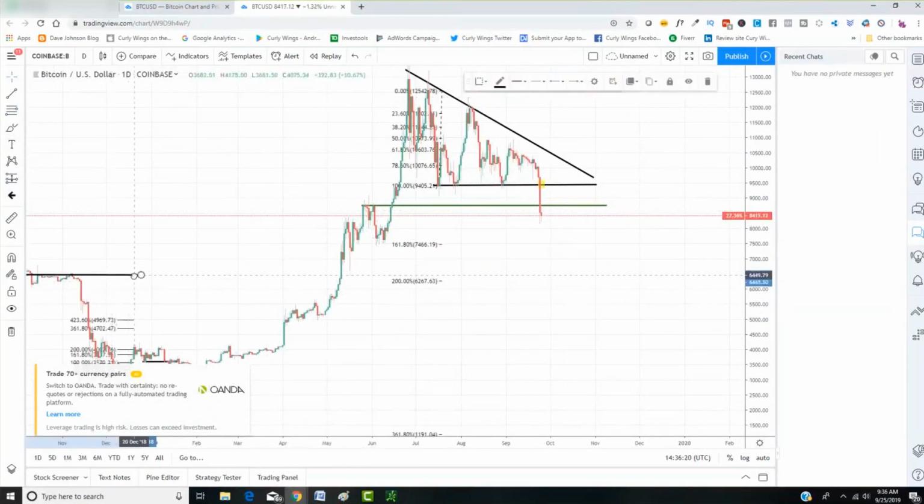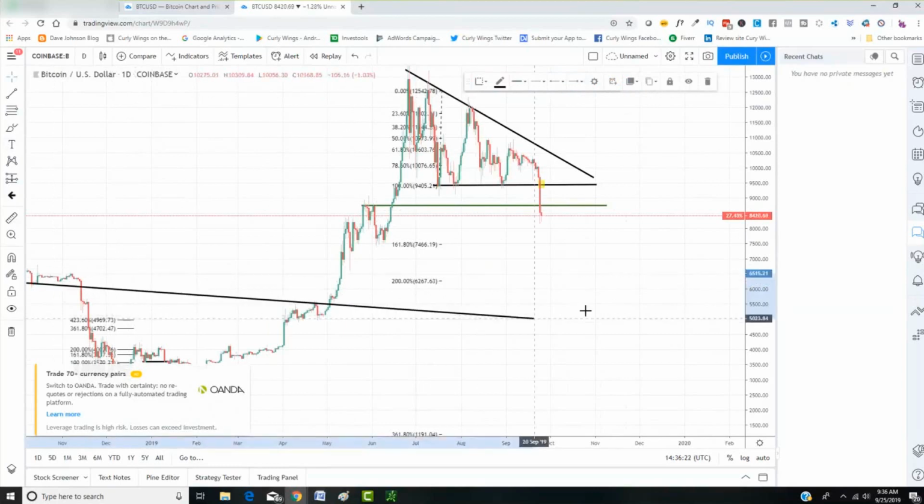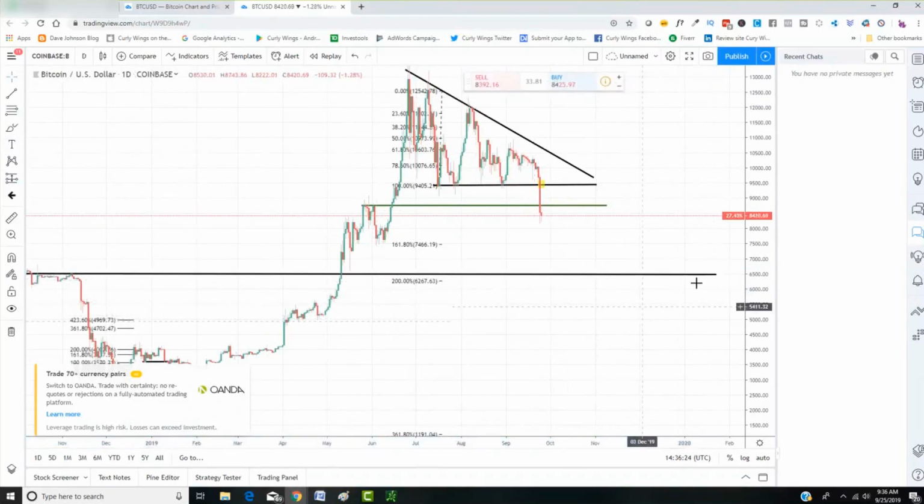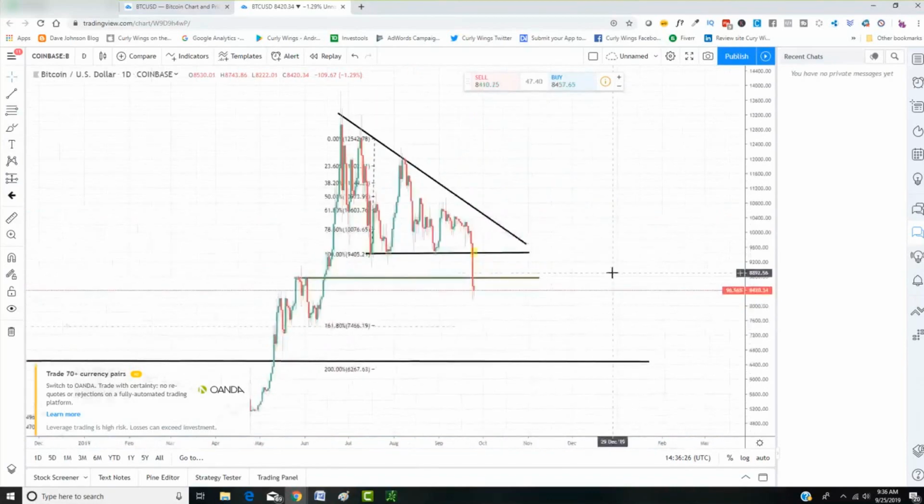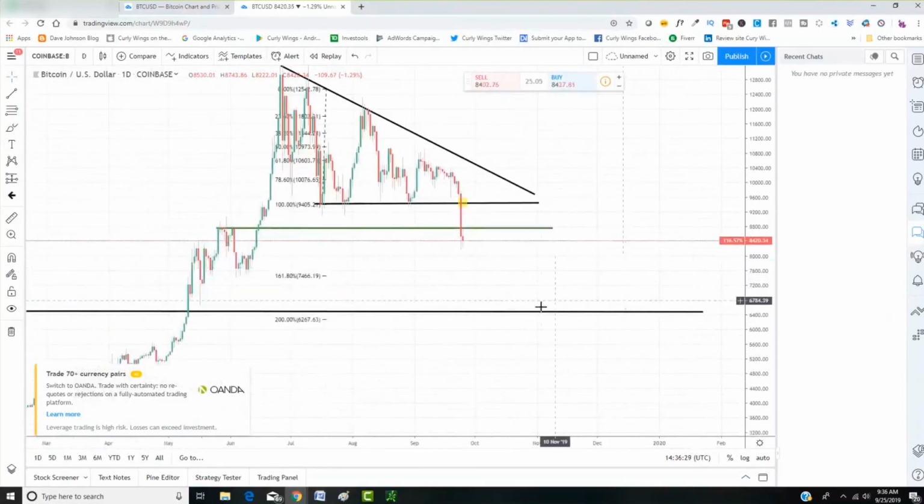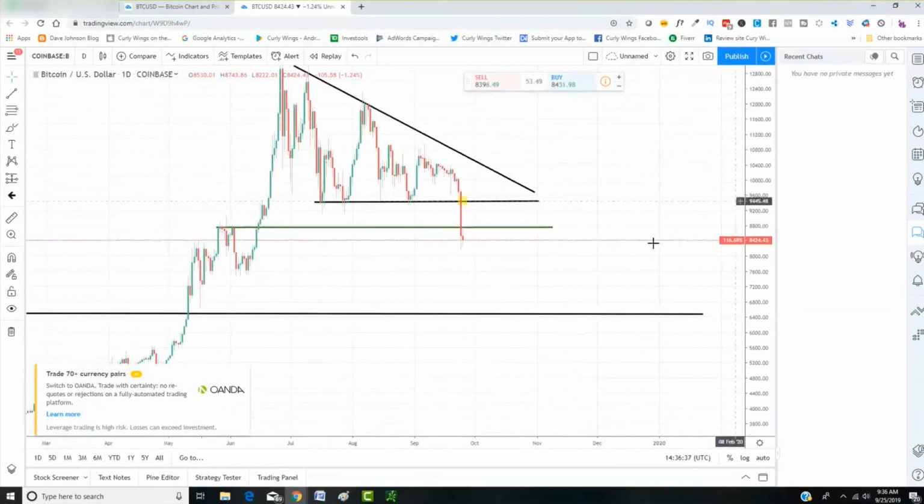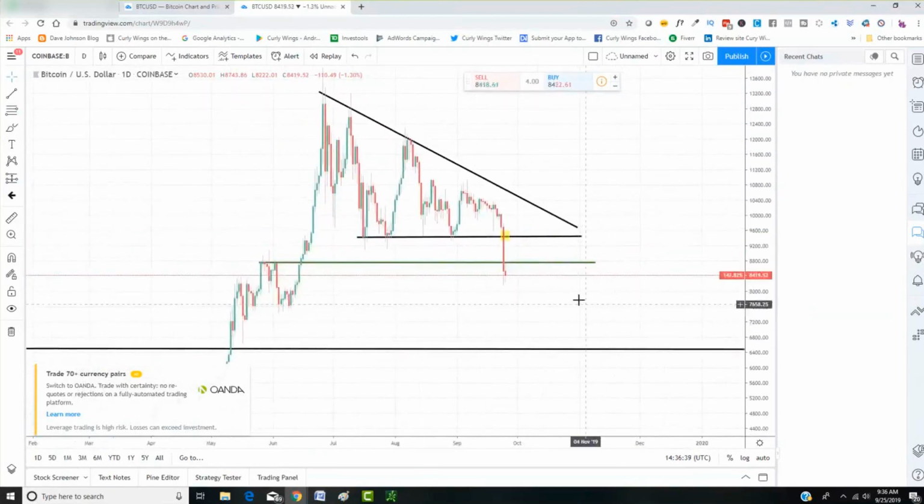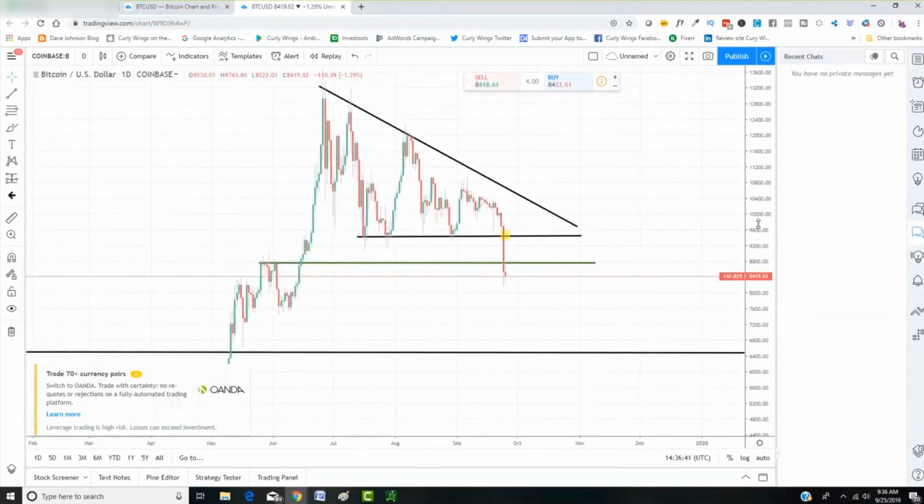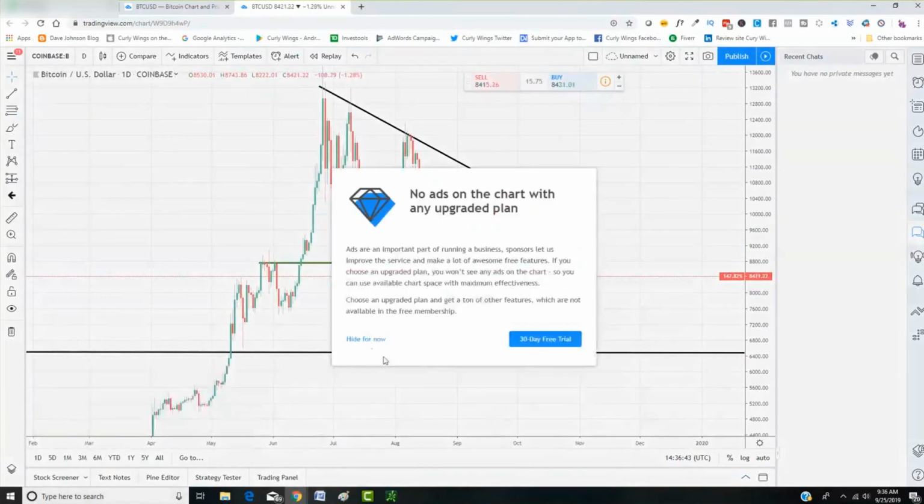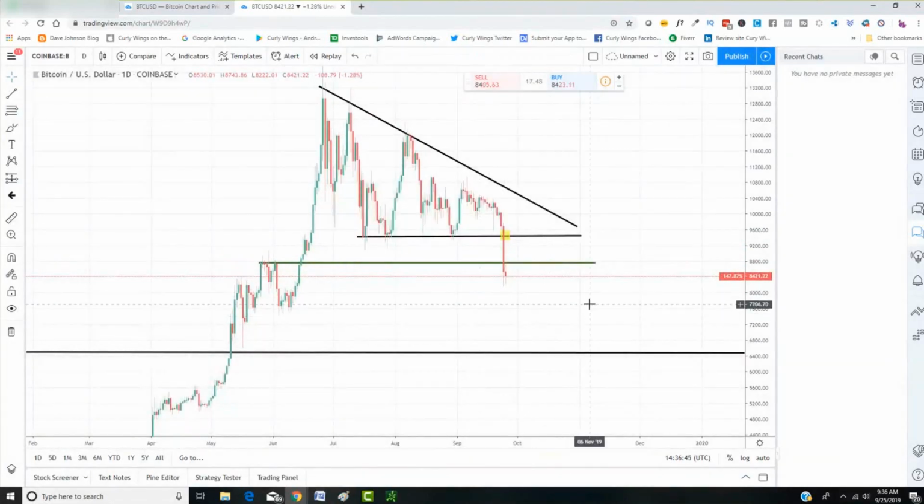Let's move this over here. That's just the target out of the descending triangle. So if you can see it, Bitcoin has a higher probability of still dropping down into the 6,000 range, believe it or not. It doesn't mean it will. This is still a very young market. The volume is still light, okay? So technical analysis still doesn't play out as much.